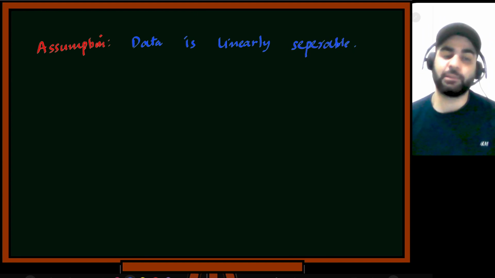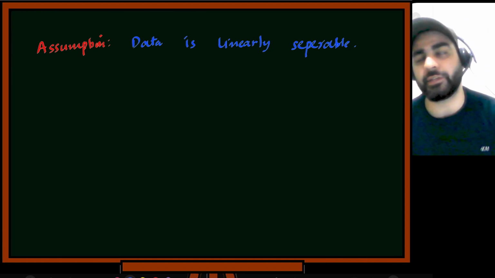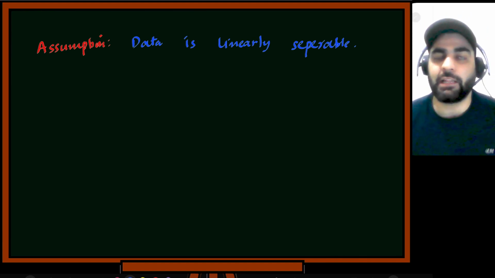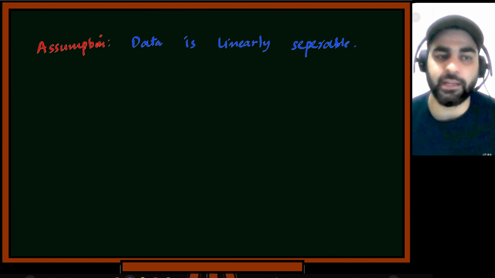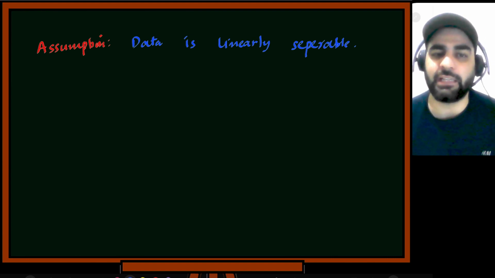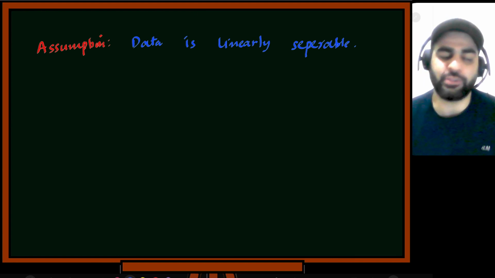I said in every algorithm we take some assumptions. In naive Bayes we took an assumption that the features are independent. In logistic regression we take an assumption that the data is linearly separable. This also is a statistical method.